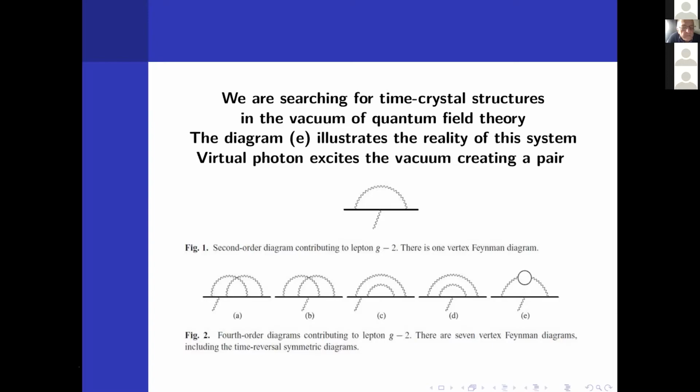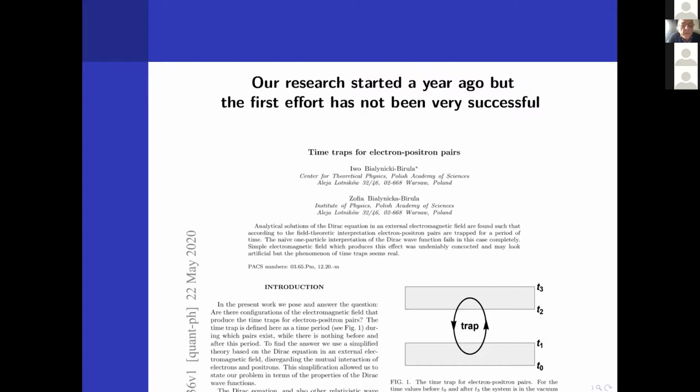Next slide. So we started doing something related, but not time crystals. A year ago, we sent to the archive our paper, which was called the time trap. Time trap is a configuration of electromagnetic fields that causes the pairs to be trapped in a certain period of time. Pairs are present in the trap region, but they're absent before and after. Now, this is, of course, not the time crystal.